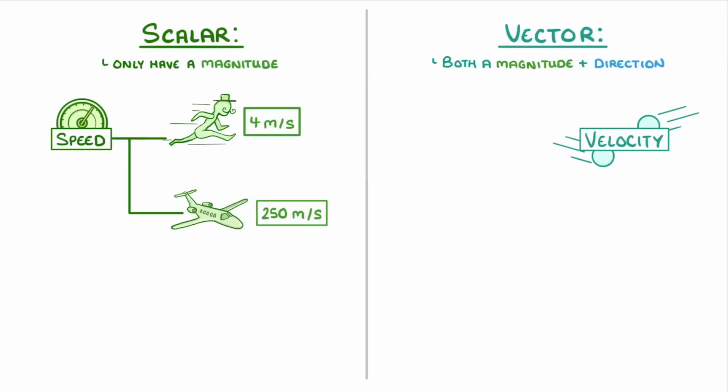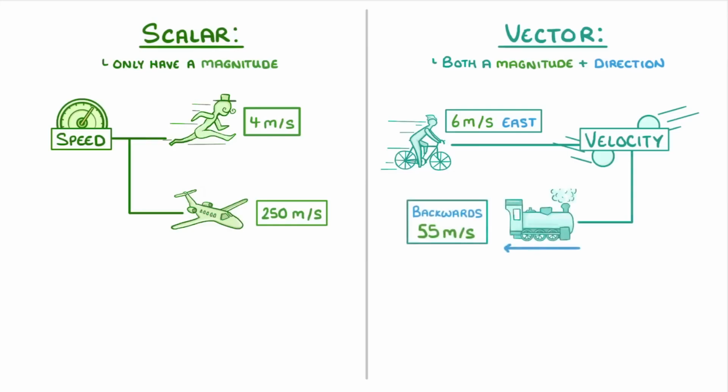Velocity, on the other hand, is a vector because it also has direction, like a person cycling 6 meters per second east, or a train traveling backwards at 55 meters per second. It's really common in the exams to get speed and velocity confused. So just make sure you're completely sure about which one's which, and try not to get them mixed up.